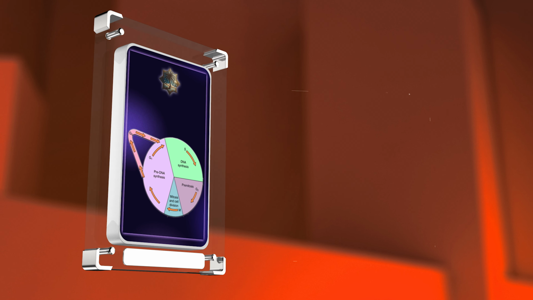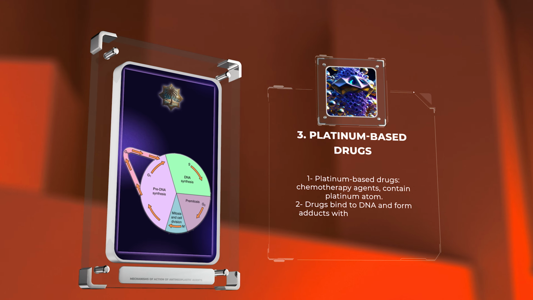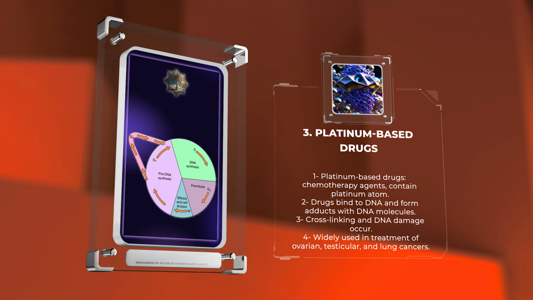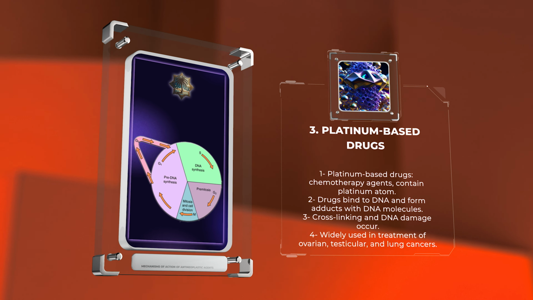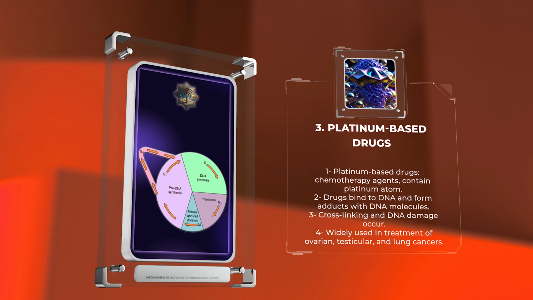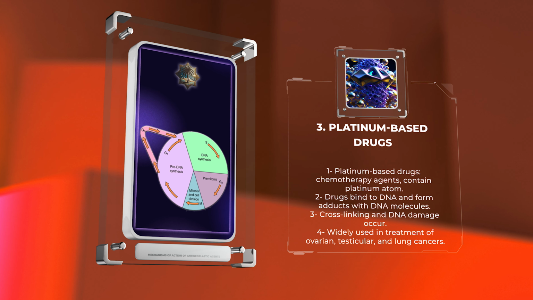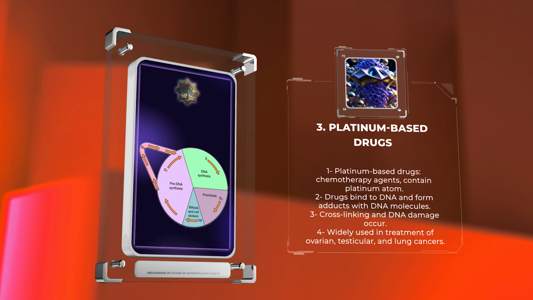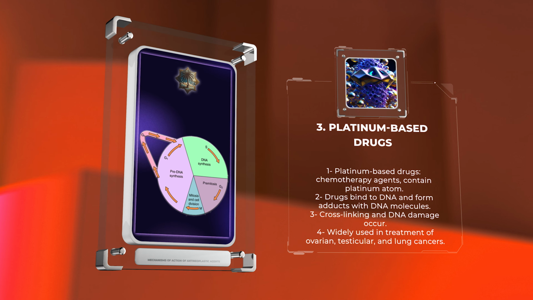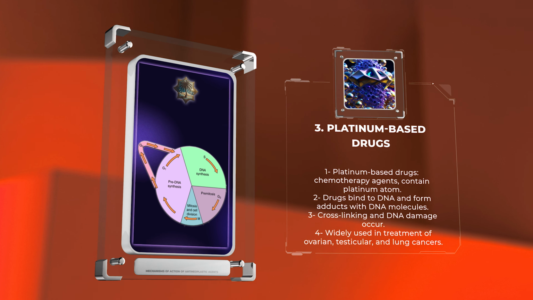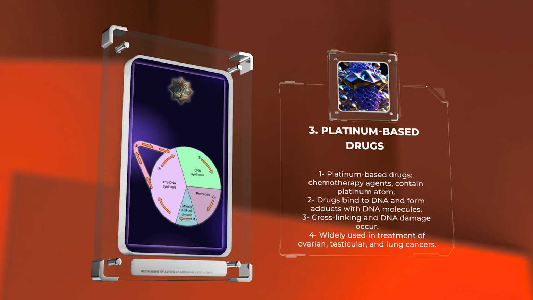Platinum-based drugs are a class of chemotherapy agents that contain a platinum atom as their central component. These drugs act by binding to DNA and forming adducts with the DNA molecules, leading to cross-linking and DNA damage. Platinum-based drugs, such as cisplatin and carboplatin, are widely used in the treatment of various solid tumors, including ovarian, testicular, and lung cancers.